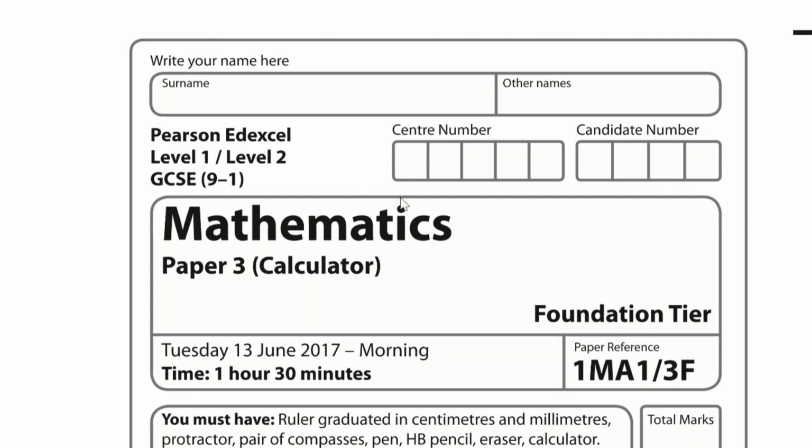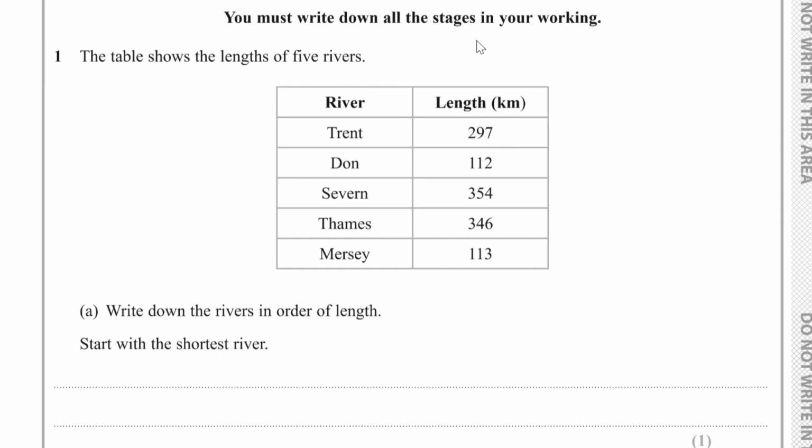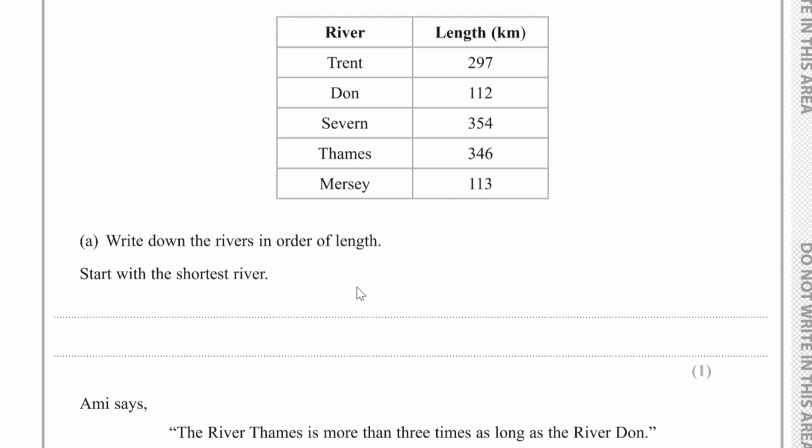This is the Edexcel GCSE 9 to 1 Maths Paper 3 from the June 2017 series, and this is a calculator paper. Question number 1. The table shows the length of 5 rivers, and for part A we have to write down the rivers in order of length. Start with the shortest river.